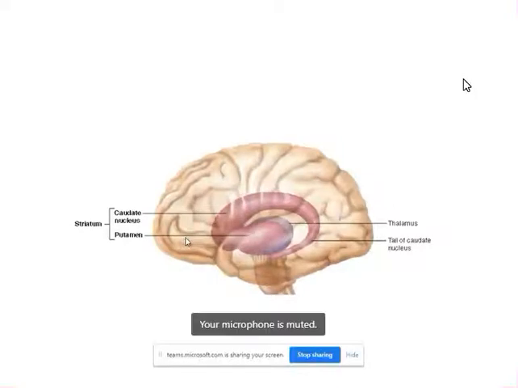Now let me show you the figure. This schematic diagram, if you look here, shows the caudate nucleus and putamen. This is the putamen, and this is the caudate. Isn't it just like the horn of a sheep? And there is also a tail. Look here, the tail of the caudate nucleus is there.